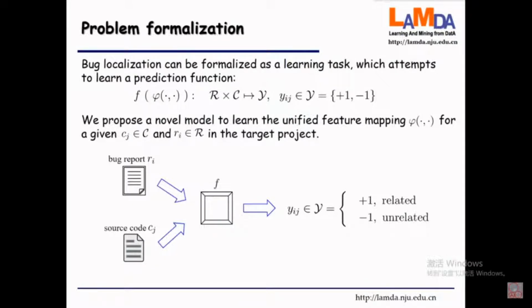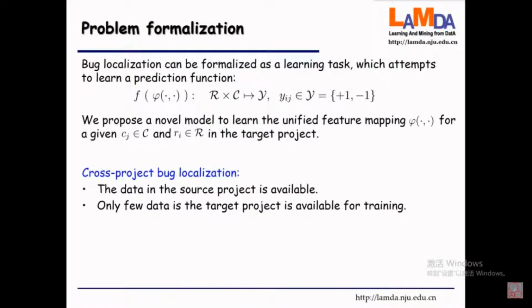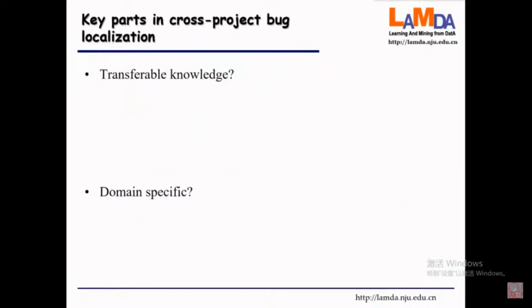First, bug localization can be formalized as a learning task, which attempts to learn a prediction function to predict the relevant label of pairs of bug reports and source code. In cross-project bug localization, the settings are similar. The data in the source project is available for training, but only a small amount of data in the target project is available. Therefore, the key part of cross-project bug localization is how to transfer knowledge from the source project and build a domain-specific model for the target domain.